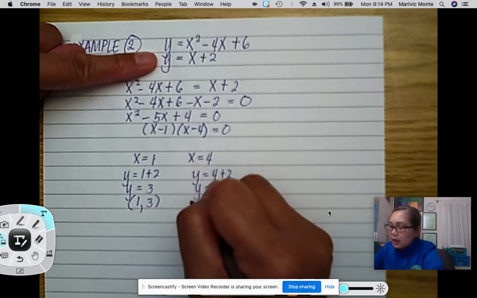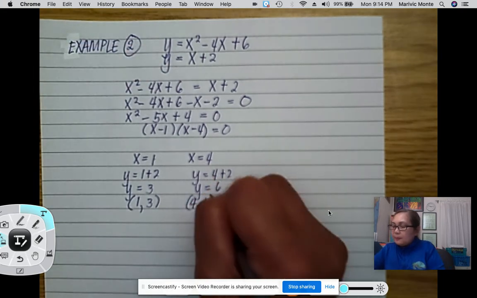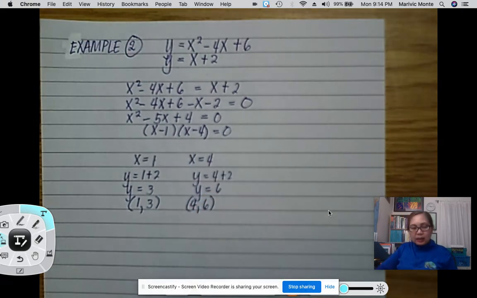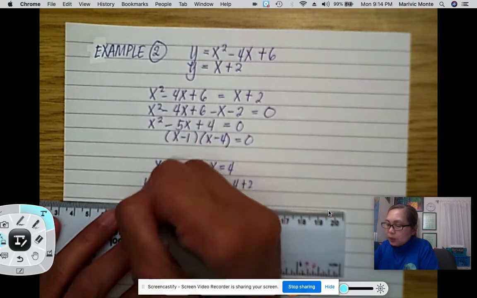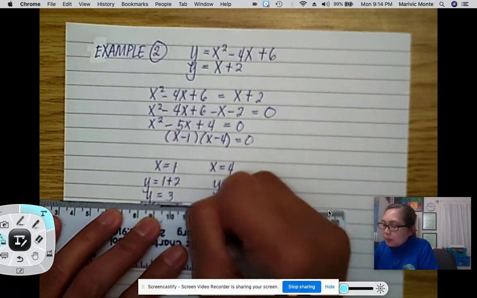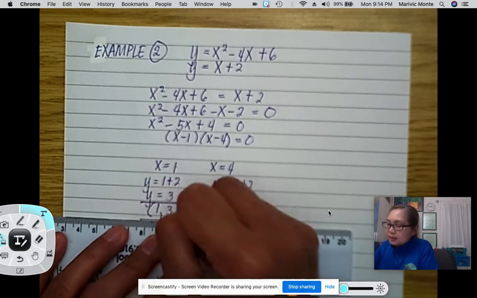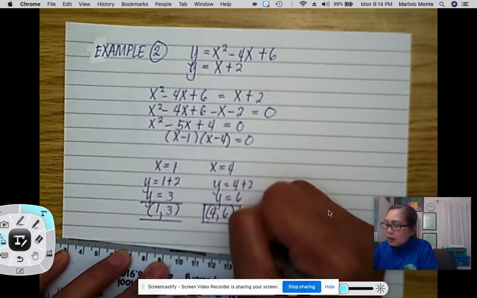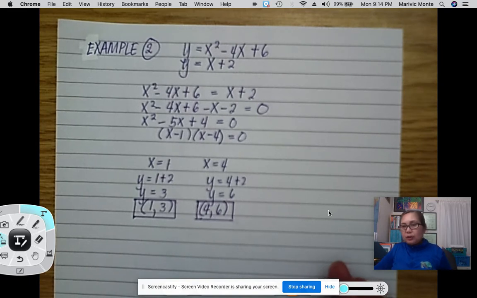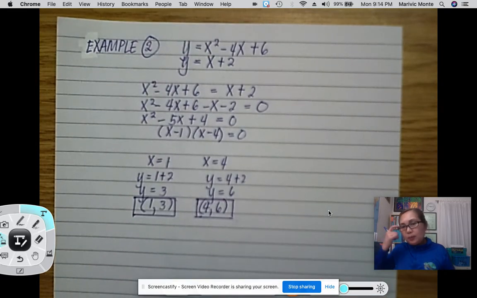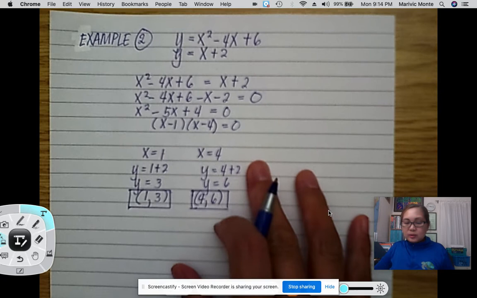So the other answer is (4, 6). That gives me the solution, which I am simply going to box. And here are my solutions. So this is a linear quadratic system composed of two solutions.